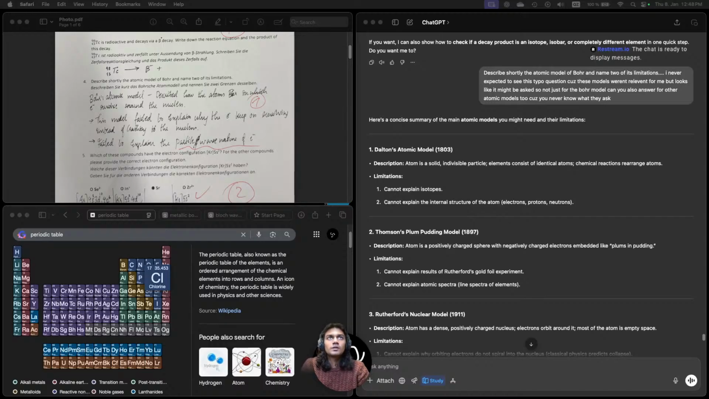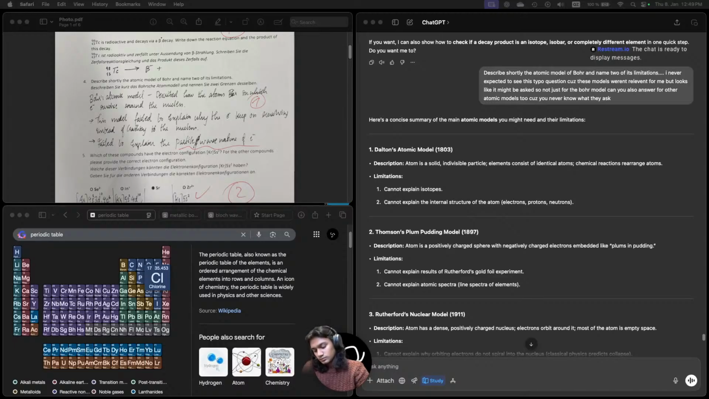Indivisible particle. Elements consist of identical atoms. Chemical reactions rearrange atoms. That's Dalton's. Dalton, the guy with the specs.